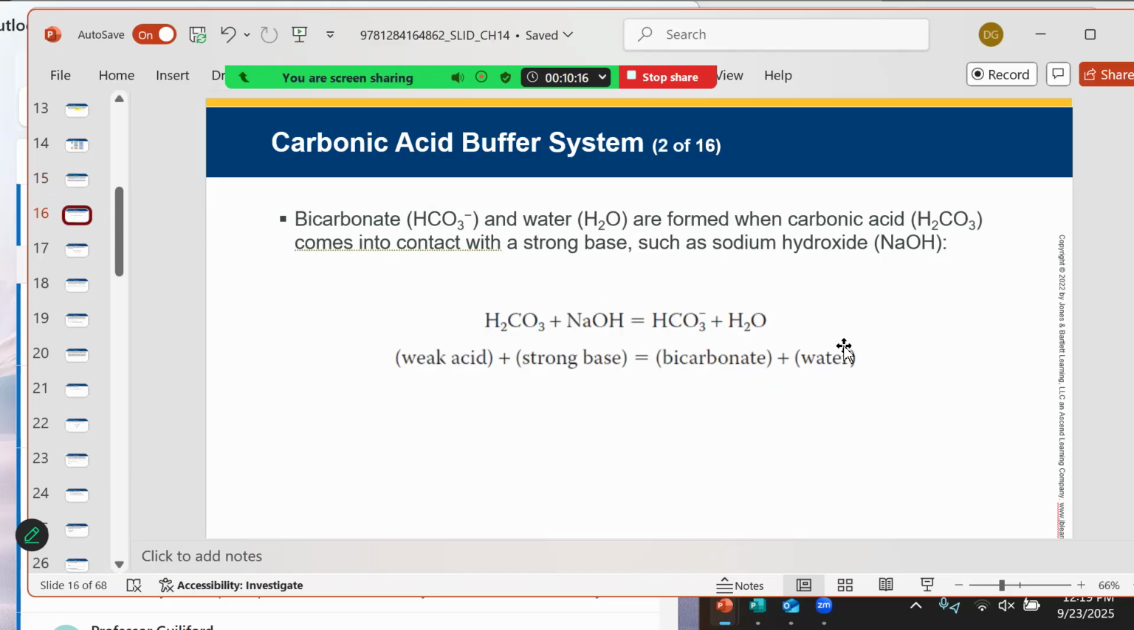And then that shows you the formula. You don't need that formula. You'll never actually do this formula. Example of that: bicarb plus sodium hydroxide... rather, carbonic acid plus sodium hydroxide gives you bicarb and water.